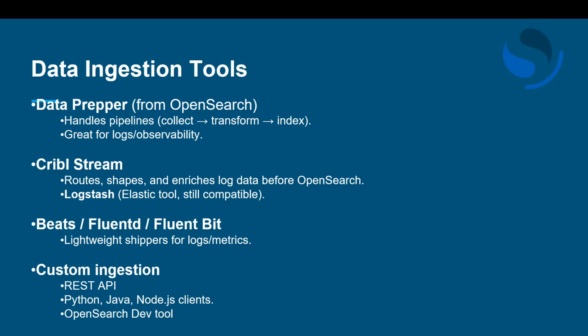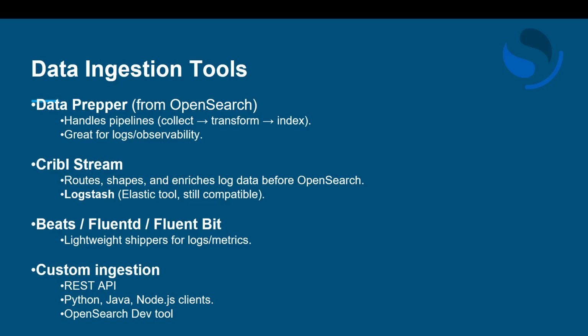Next, we are going to discuss the data ingestion tools. There are multiple data ingestion tools in the market. I'll discuss a few of them, like Data Prepper. Data Prepper is a tool from OpenSearch itself that handles the entire data pipeline, from collecting and transforming to indexing. So it is the complete process, and it is very good for processing logs. It handles everything by itself, and it is the OpenSearch tool itself, which is from AWS.